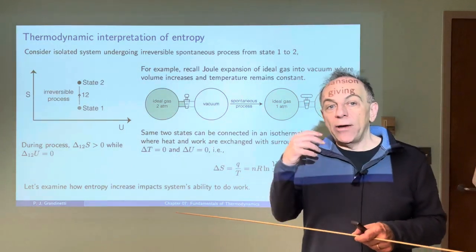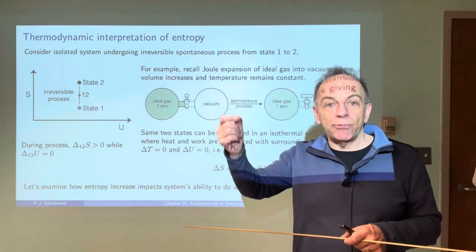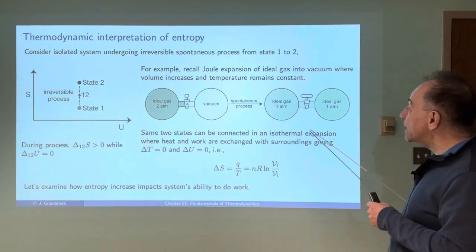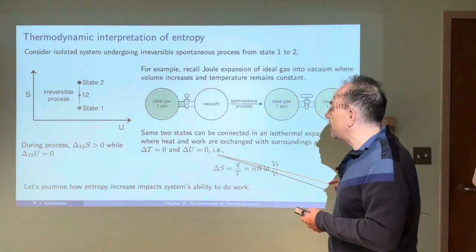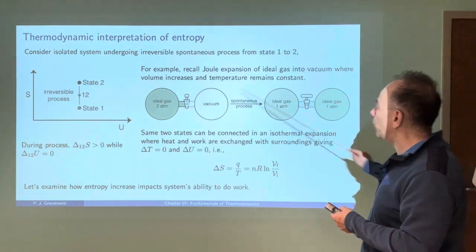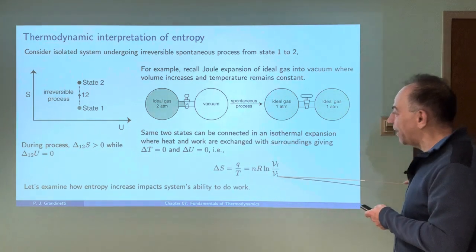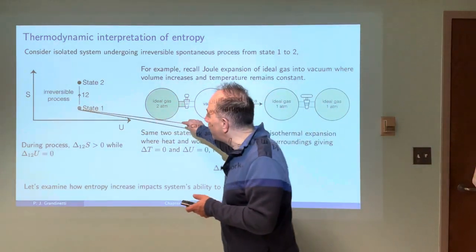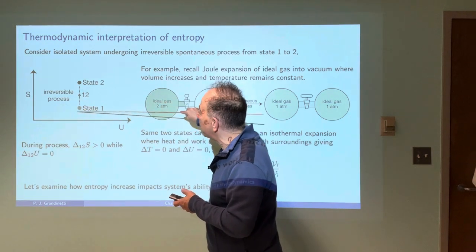So remember, the way we can determine the change in a state function for an irreversible process is to find a reversible process that will connect the same two states. In this case, we could connect those same two states by an isothermal expansion where heat and work are exchanged with the surroundings, but the net result is that delta T is 0 and delta U is 0, the same as this process for the final minus initial. So in that case, which we saw in the previous slide, the entropy change is given by this expression here. This is just one example of an irreversible process where the energy stays constant and the entropy increases.